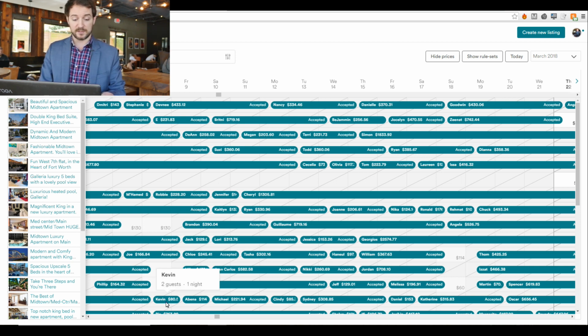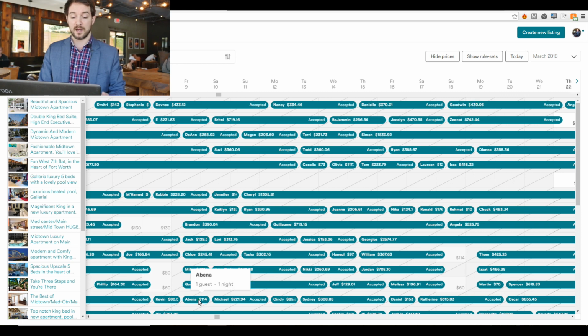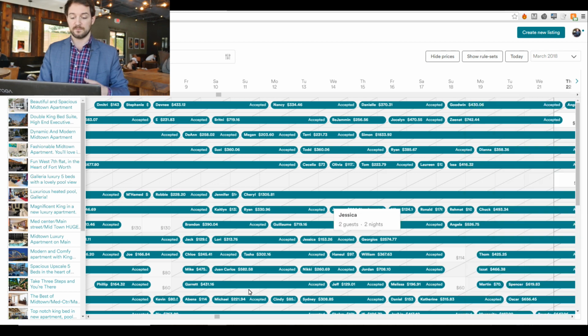For example, you'll see Kevin down here. His total price for his reservation was $80, with cleaning fees and everything else, so that means my nightly rate was somewhere around $50 for that one booking. The following night, Abina paid $114 for her Friday reservation, and so on. So sometimes you lower your rate a little bit, and you get booked.